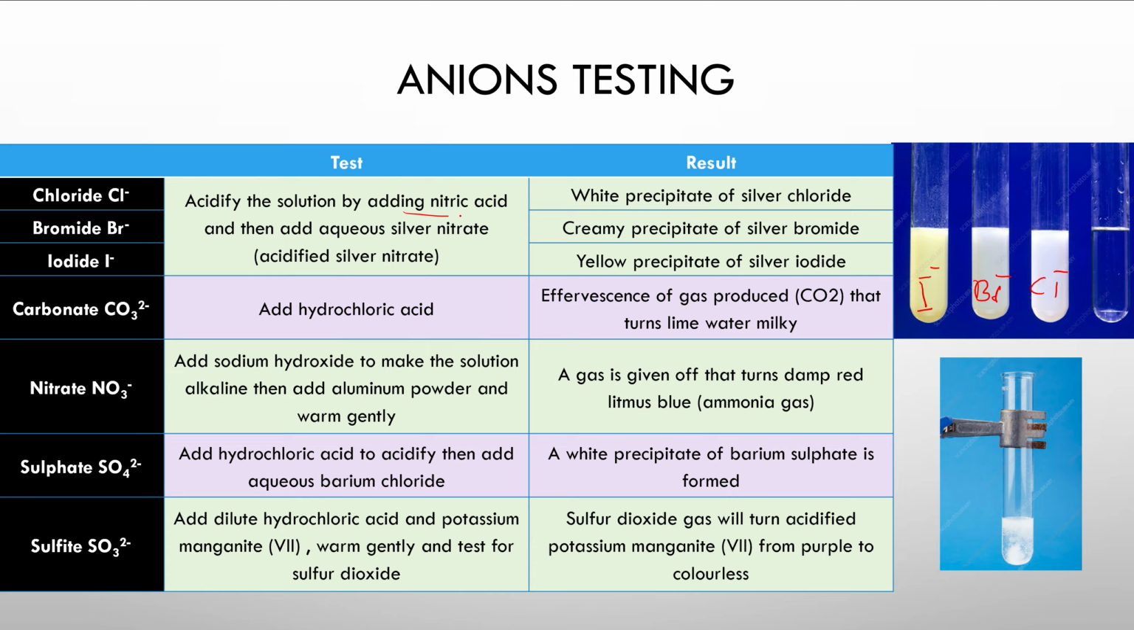Now, why am I adding an acid? The precipitate is silver chloride or silver bromide or silver iodide. So, what is the need for the acid? The need for the acid is to remove the carbonate ions if present. Because if I have carbonate and I add hydrochloric acid or any acid for that matter, I'll get effervescence of a gas that will turn lime water milky.